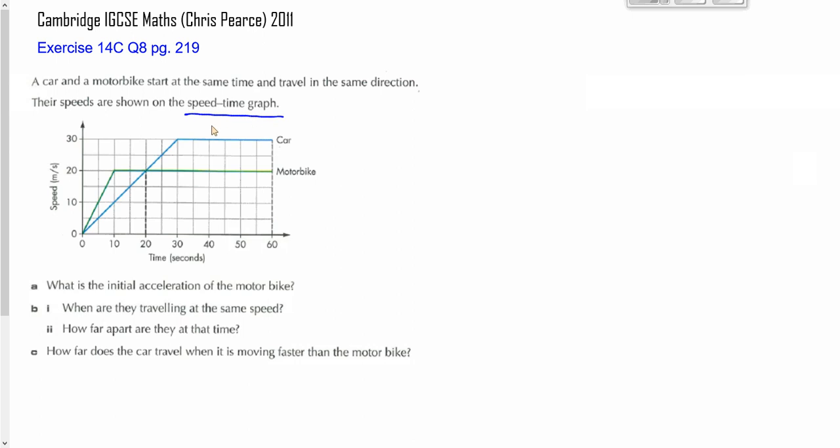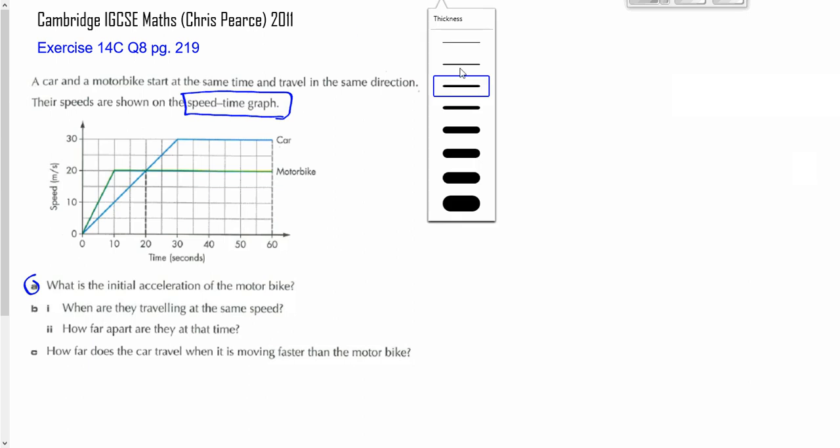It's really important that we understand it's a speed time graph, because there are certain features of a speed time graph which we need to be aware of. Let's look at our first question, part A. What is the initial acceleration of the motorbike? So acceleration is what we're looking at here.